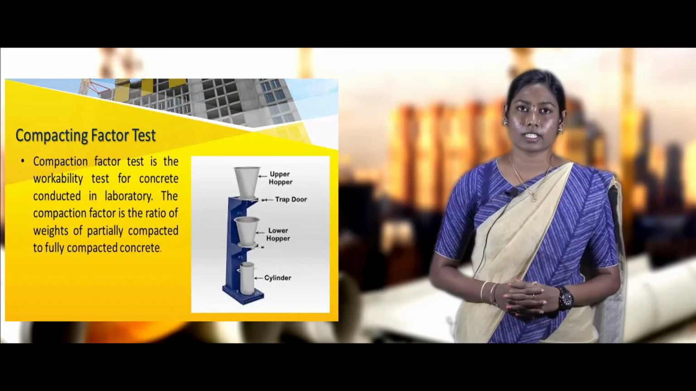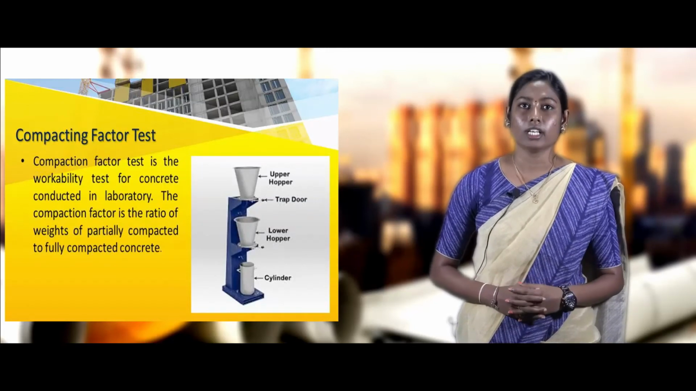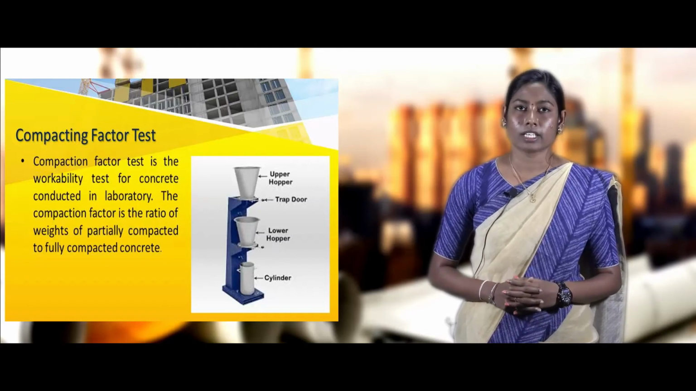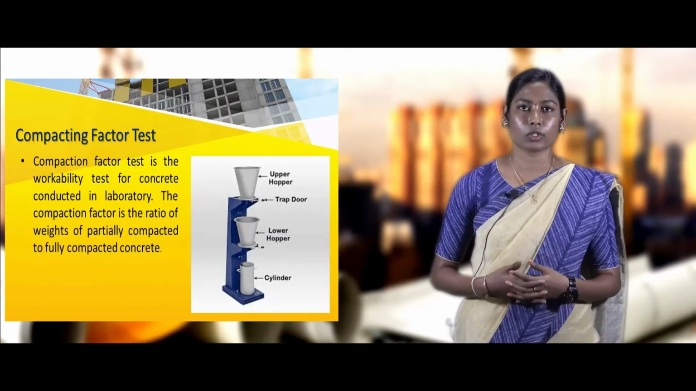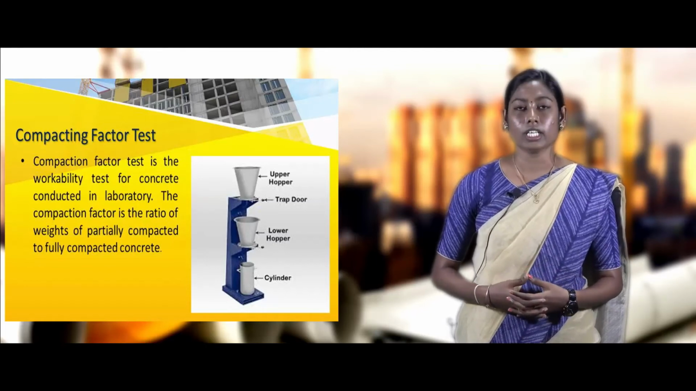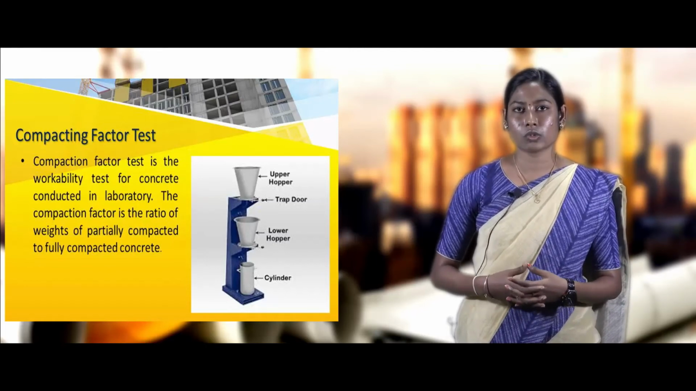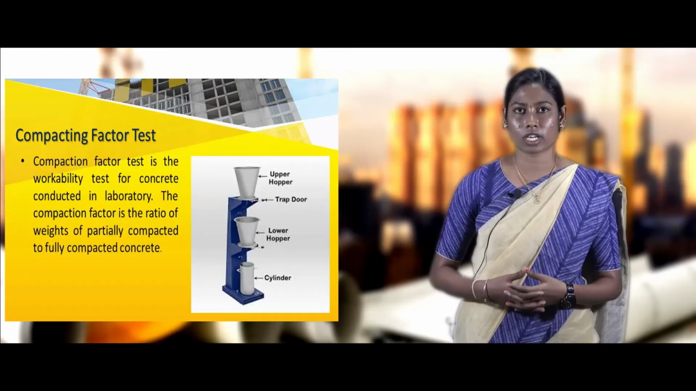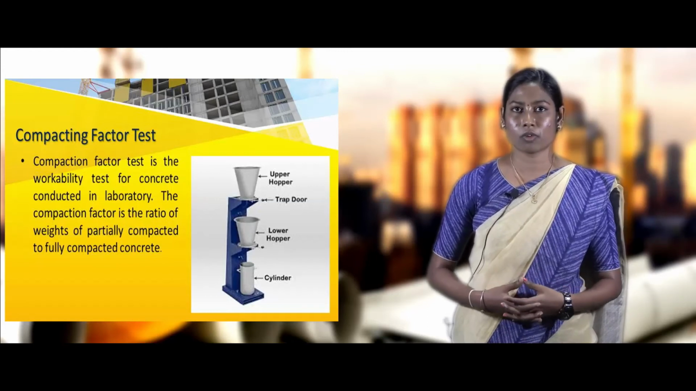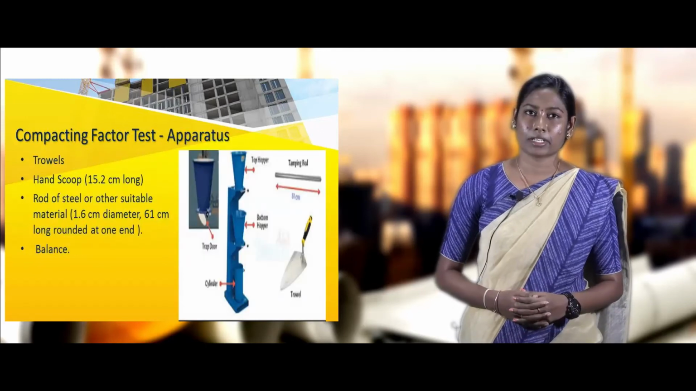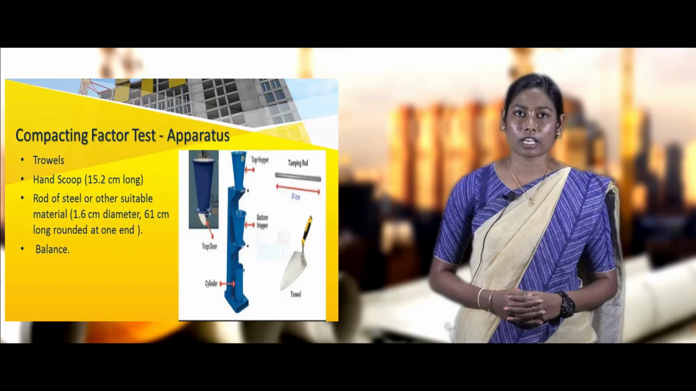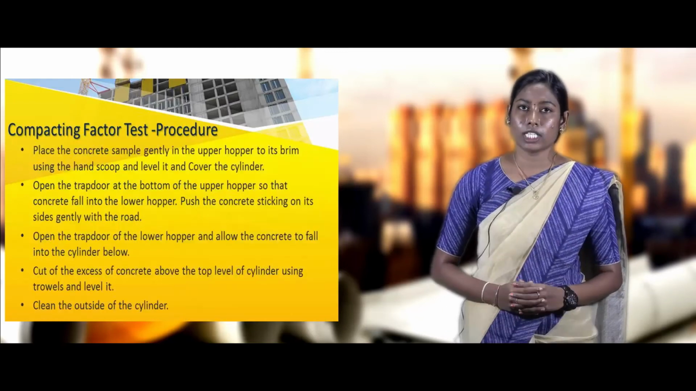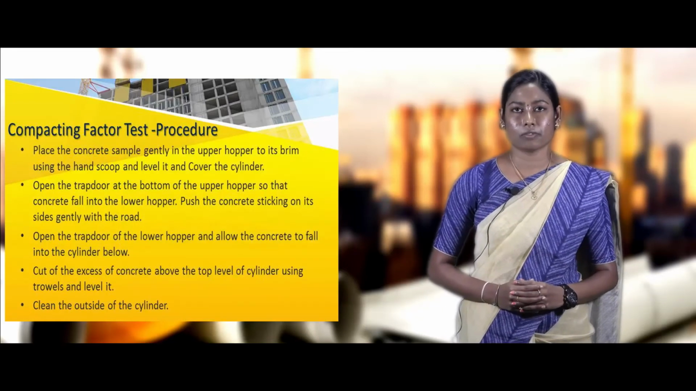The compaction factor test is a workability test for concrete which is conducted in the laboratory. The compaction factor is the ratio of the weight of partially compacted concrete to the fully compacted concrete. The compaction factor test is used for concrete with lower workability, which is not suitable for the slump cone test. Let's see the apparatus. The compaction factor apparatus consists of trowels, hand scoop and steel rod. Let's see the procedure for the compaction factor test.